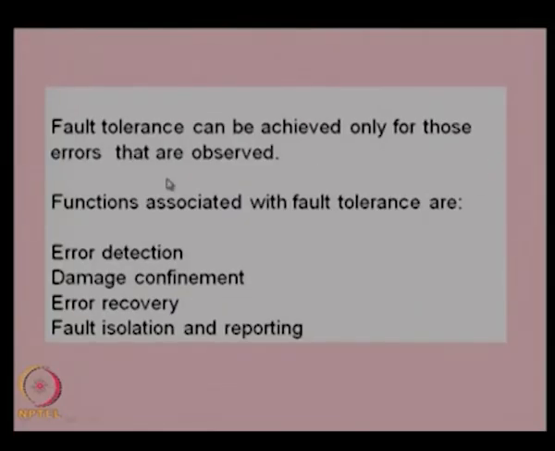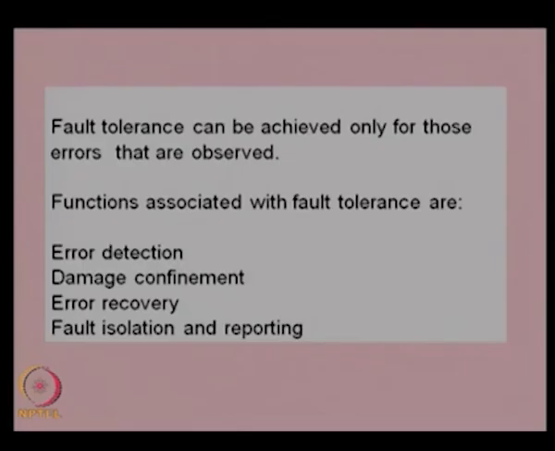So, fault tolerance can be achieved for those errors that are observed. There are many functions in order to provide the fault tolerance. Basically, if you look at the fault tolerance function, there should be an error detection function basically to detect if there is an error or not. When something goes wrong, the system should be capable of identifying the error, and then only we can actually tolerate that particular error.